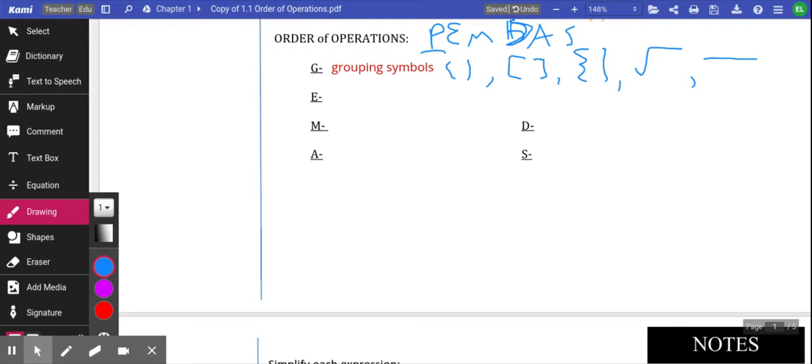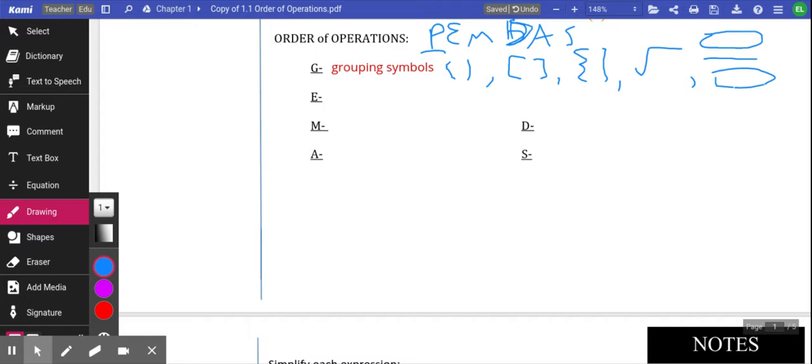This is a fraction bar, which refers to division, but what happens is it actually groups the numerator quantity and the denominator quantity. So that's why I choose to use a G. Anything within grouping symbols would occur first.